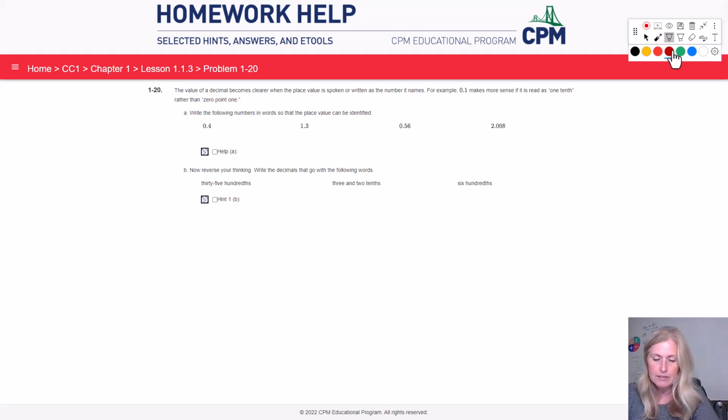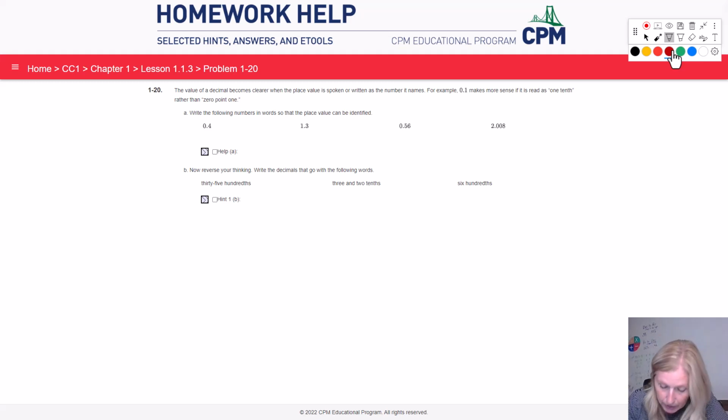It says the value of a decimal becomes clearer when the place value is spoken or written as the number it names. For example, 0.1 makes more sense if it is read as 1/10 rather than 0.1. Write the following numbers in words so that the place value can be identified.